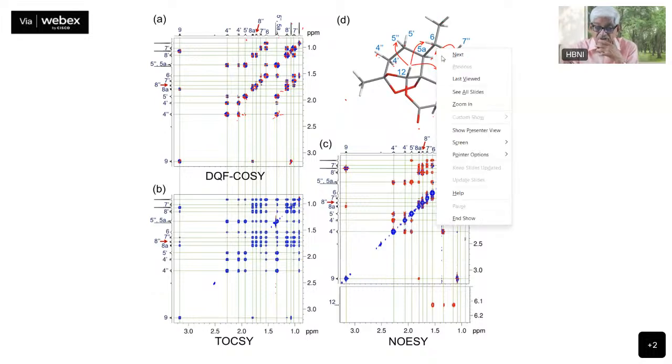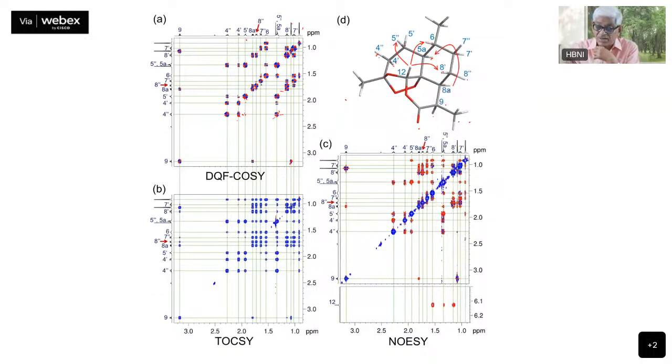And it is showing all these relays. It's so many relays. It is showing relays to almost all of them: 7 prime, 8 prime, then also to the 5 prime, 5 double prime, 5A, 5, and also to this one, 6. It is in this area only. I think it is this methyl.